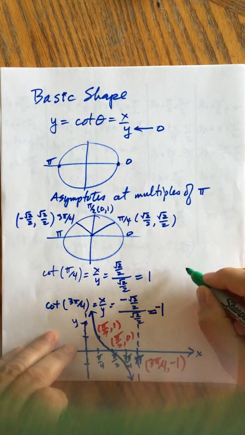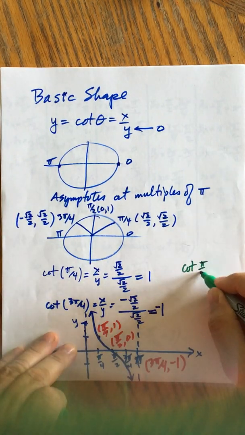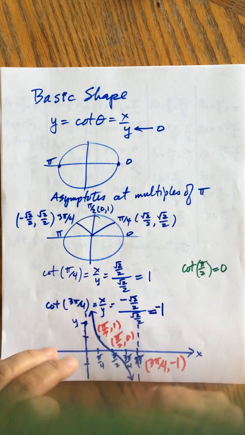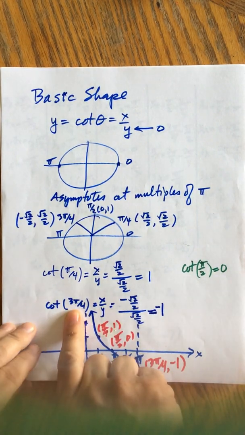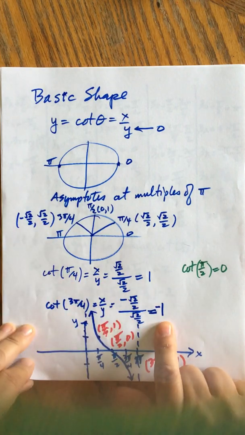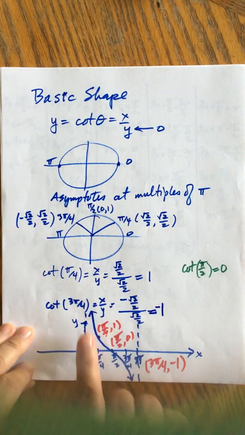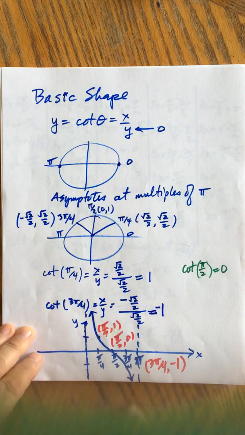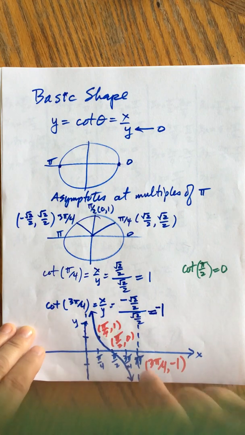We can write that out here. And then the cotangent of 3 pi over 4 is, again, the x over y, where these are the coordinates, and you'll get negative 1. So when you put all that together and you graph them, this is the basic shape you get. And here are my anchor values that I'm looking for: 0, pi over 4, pi over 2, 3 pi over 4, and pi.